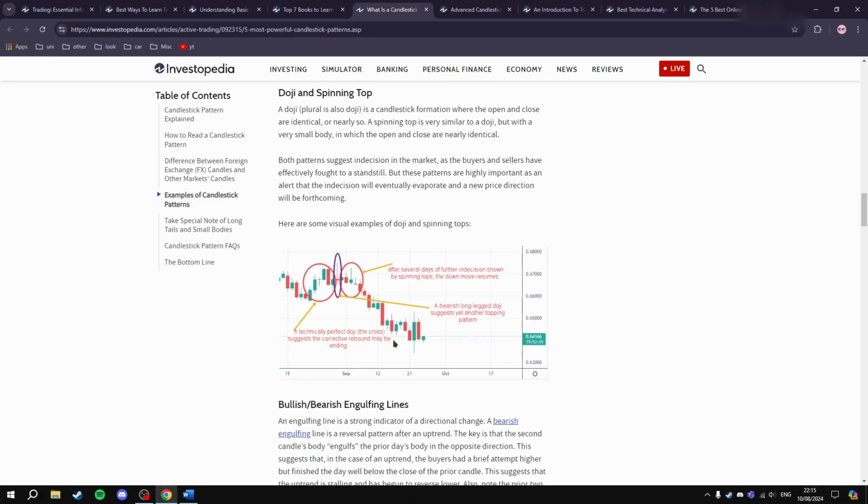Right, anyways, doji and spinning top. A doji, plural, is also doji, is a candlestick formation where the open and close are identical or nearly so. Spinning top is very similar to a doji but with a very small body, in which the open and close are nearly identical. Both patterns suggest indecision in the market as the buyers and sellers have effectively fought to a standstill. But these patterns are highly important as an alert that the indecision will eventually evaporate and a new price direction will be forthcoming. Here are some visual examples of doji and spinning tops.